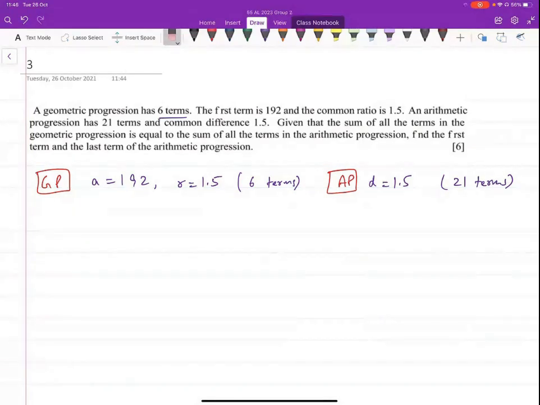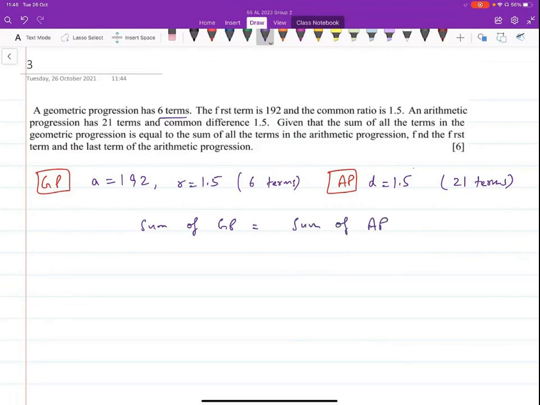We are given that the sum of all the terms in the GP is equal to the sum of all the terms in the AP. Given this, we have to find the first term and the last term of the arithmetic progression, given that there are 21 terms in total. Okay, let's think about it. The sum of the AP and GP have to be equal. So the sum of GP should be equal to the sum of the AP.